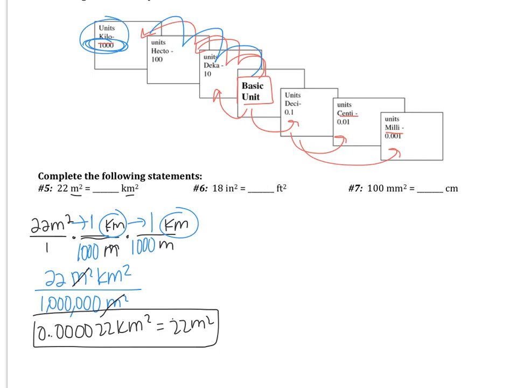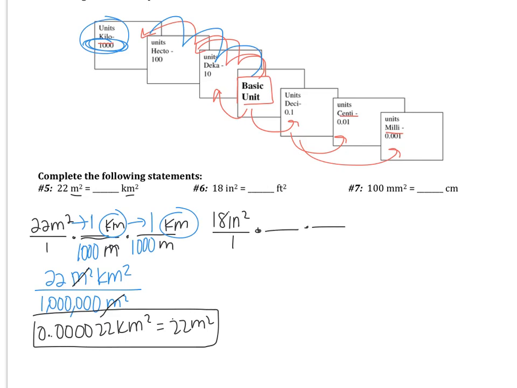Okay, so we got 2 more. I know this is tricky, so stay with me. So the next one, 18 inches squared. This one is not going to use the above graphic. It's just going to use our knowledge of inches and feet. So I have 18 inches squared. Then I want to convert to feet squared.